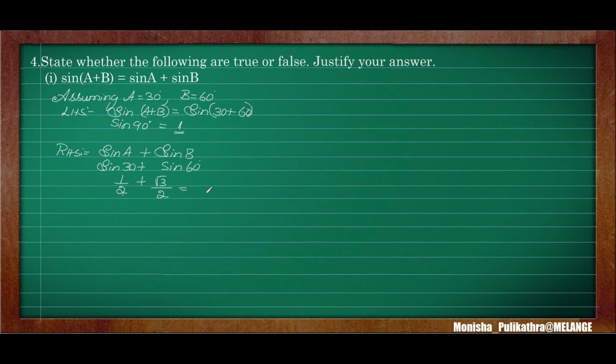So here 2 is the LCM. If the LCM and denominator are the same, then the numerator will be retained as it is. So here LHS is not equal to RHS. LHS is 1 whereas RHS is 1 plus root 3 by 2. Therefore, the statement is false.